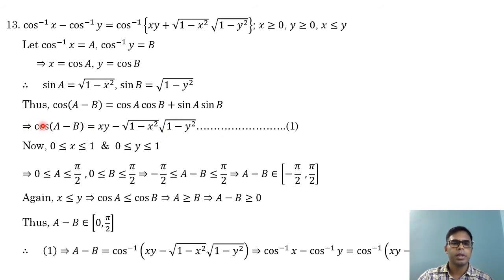Then cos can be taken on the right hand side as an inverse function. So it is a minus b on the left hand side. Then cos inverse of all terms: this a means cos inverse x, and this b means cos inverse y. And on the right hand side, cos inverse of the terms remain the same, xy minus root over 1 minus x square into root over 1 minus y square, and that is the proof of the theorem. And now we take the next one.